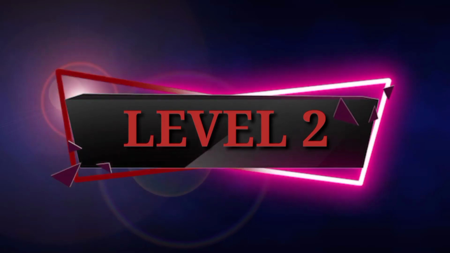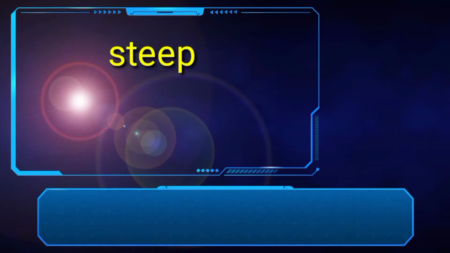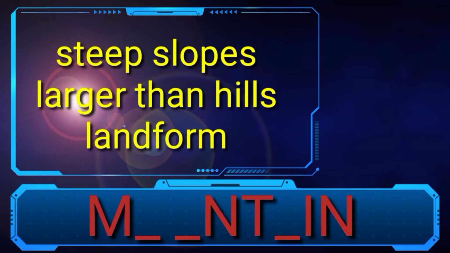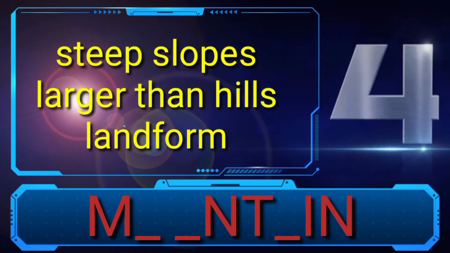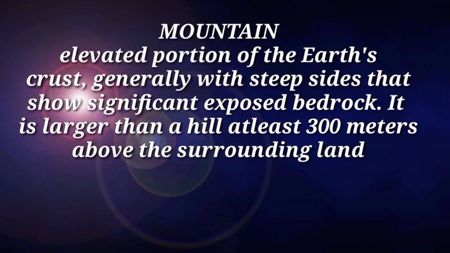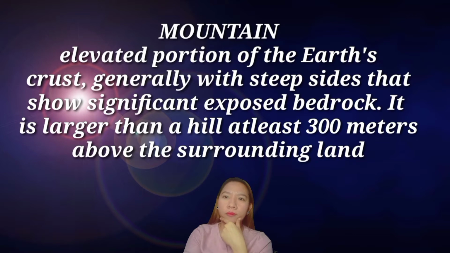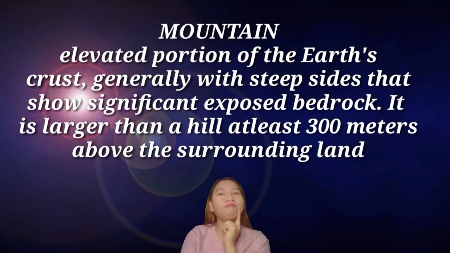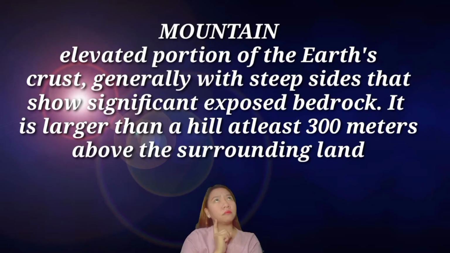Level 2. Here are the hints. Steep slopes, larger than hills, landform. What is the mystery word? Awesome! The correct word is mountain. A mountain is an elevated portion of the Earth's crust, generally with steep sides that show significant exposed bedrock. A mountain is larger than a hill, typically rising at least 300 meters above the surrounding land.